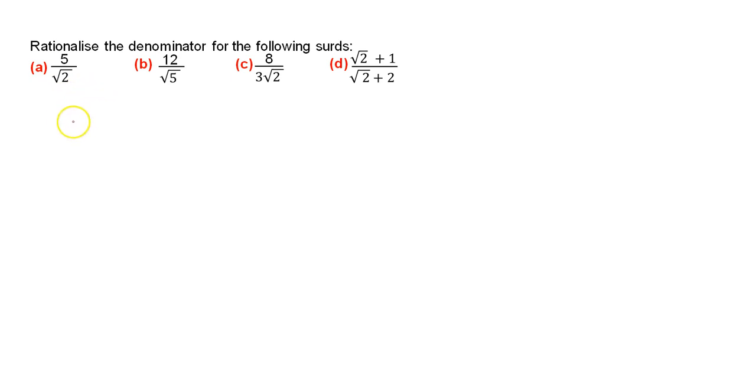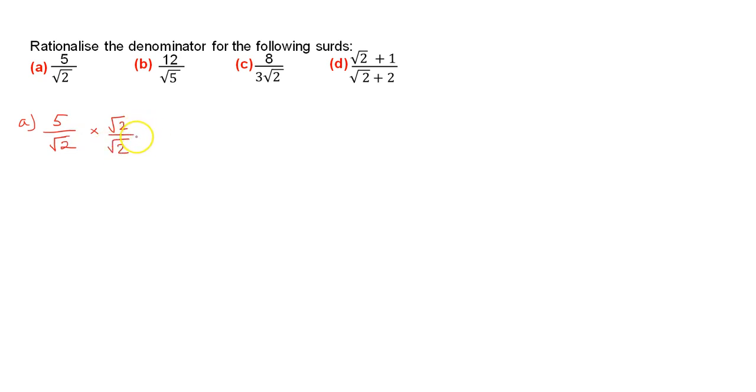Now the way that we do that, if I look at the first one here, we've got 5 divided by root 2. So we're going to use the idea of equivalent fractions. If the denominator is root 2, so it's 5 over root 2, we're going to multiply this fraction by root 2 over root 2.